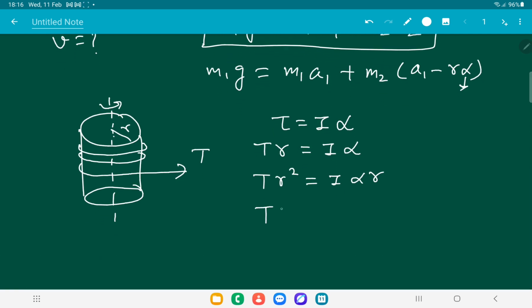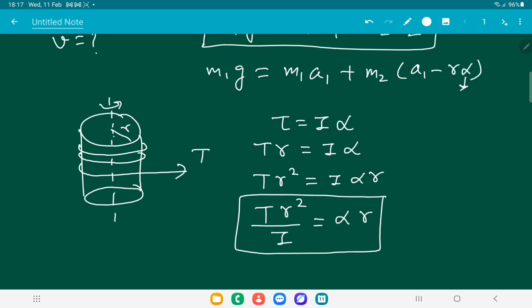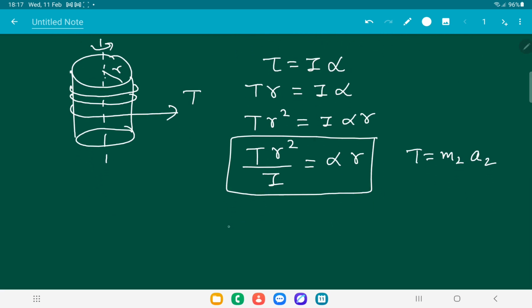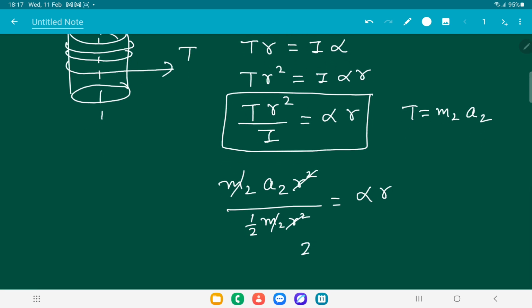That means tension into r square upon I is equal to alpha r. And as far as tension is concerned, we have already written by free body diagram that T is equal to m2a2. So we will substitute that, m2a2 r square upon I. For a cylinder, moment of inertia is half m2 r square, equal to alpha r. So m2 cancels out, r square cancels out. So we can write 2a2 is equal to alpha r.